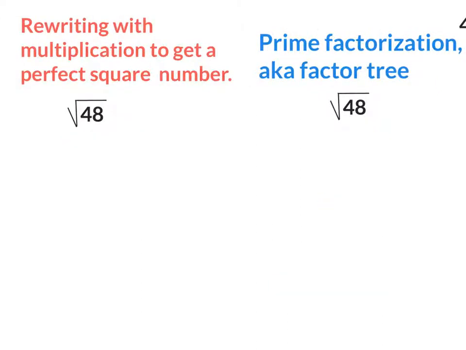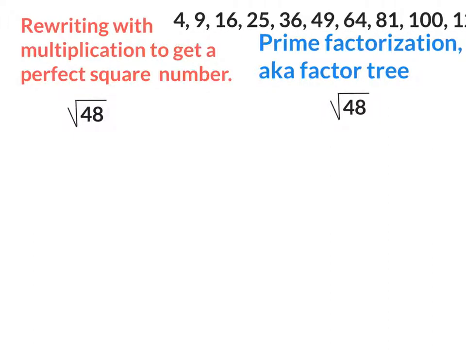48. Thinking of perfect square numbers. I know 4 times 12 works, but a higher one, 9 times something? No, 16 times something gives me 48? Yeah, 16 times 3 gives me 48, right? So that's what I'm going to write. 16 is a perfect square number times 3.